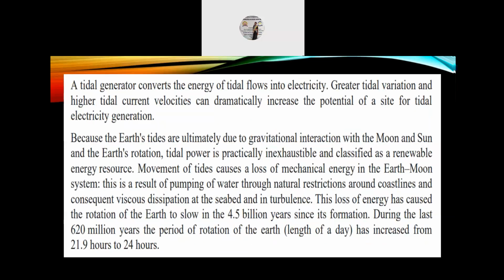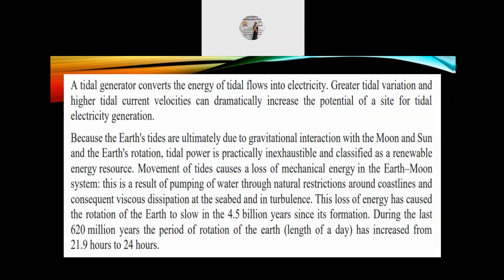A tidal generator converts the energy of tidal flows into electricity. Greater tidal variation and higher tidal current velocities can dramatically increase the potential of a site for tidal electricity generation. Because the Earth's tides are ultimately due to gravitational interaction with the Moon and Sun and the Earth's rotation, tidal power is practically inexhaustible and classified as a renewable energy source.